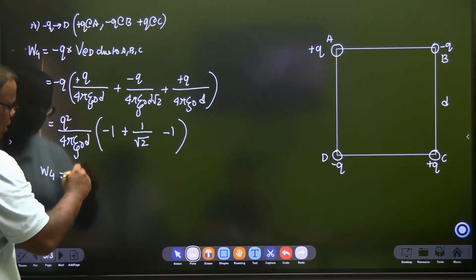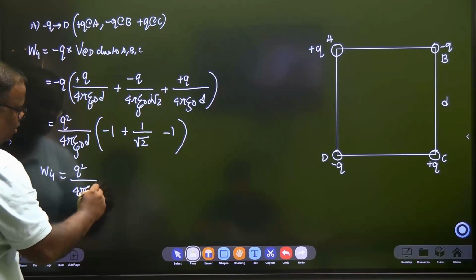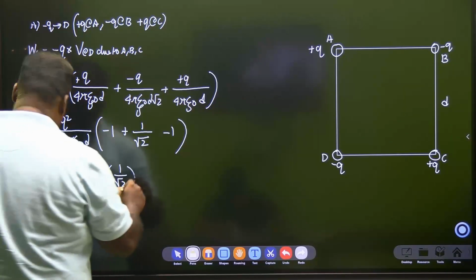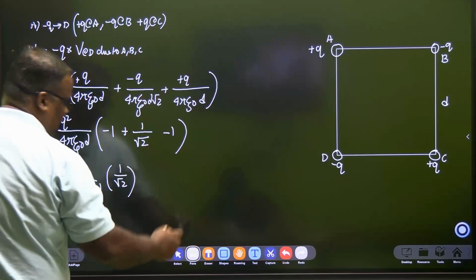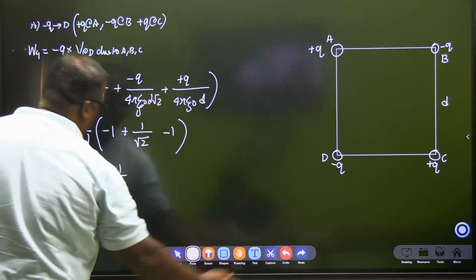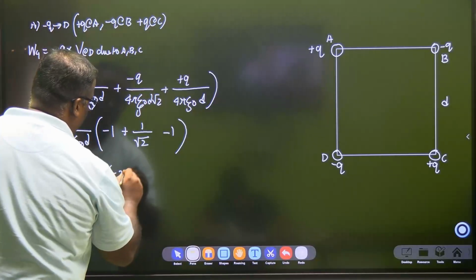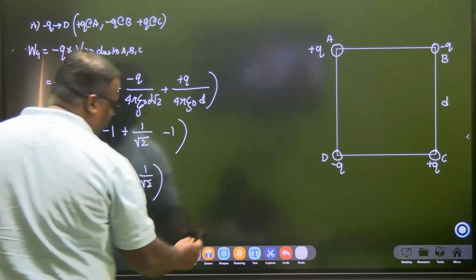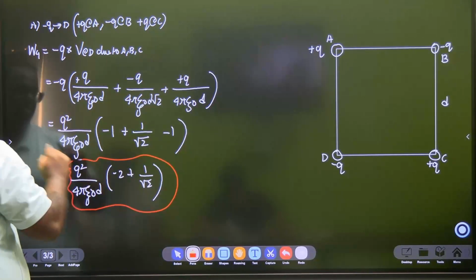So W4 becomes equal to q square by 4 pi epsilon naught D. In the bracket it will be 1 by root 2. Oh, minus 1 doesn't cancel. Sorry, it will be minus 2 plus 1 by root 2. So this is our fourth. It's very simple. You just need to have the analogy correct.